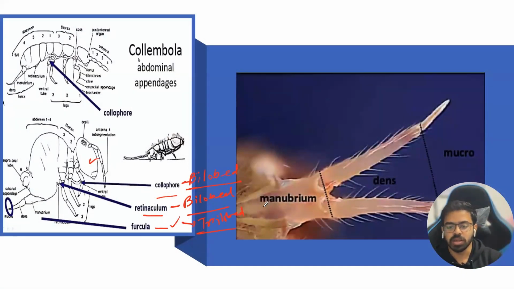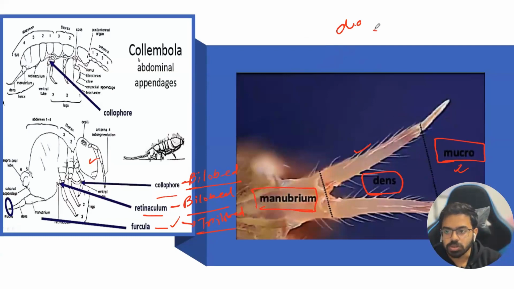You can see here, the basal portion is known as manubrium. The middle portion is known as dens, containing some hairs, and the last, anterior-most portion, which contains some claw-like structures, is known as mucro. Probably you have read this in nematology also. Mucro is nothing but claw. We always use this term to give an idea about the claw. So it is trilobed: manubrium, dens, and mucro.